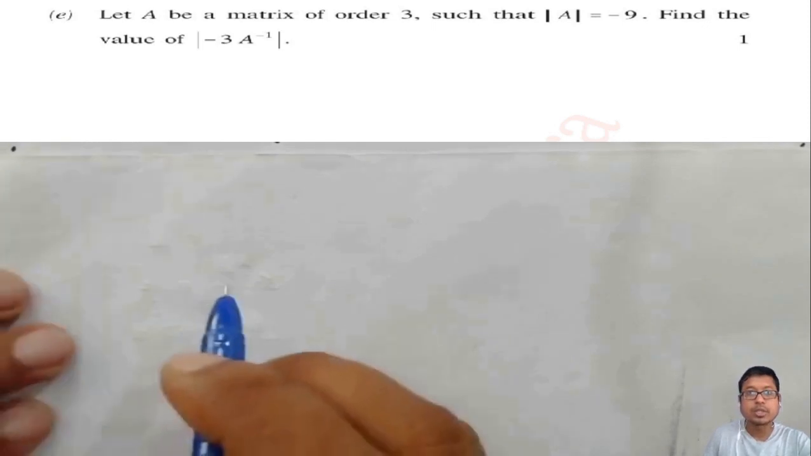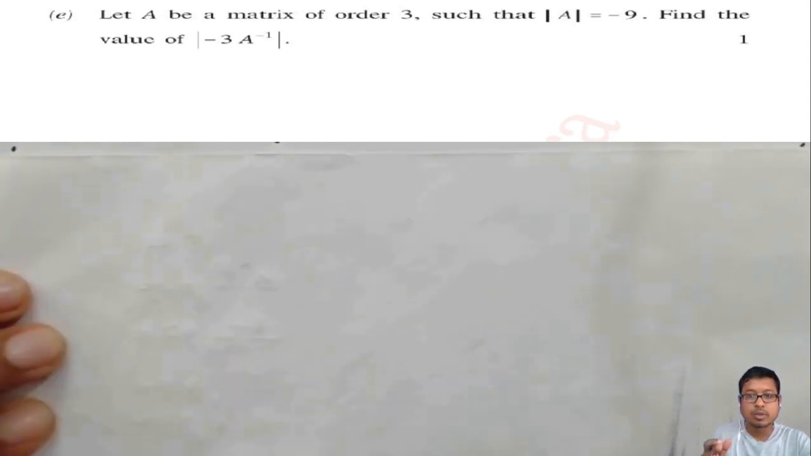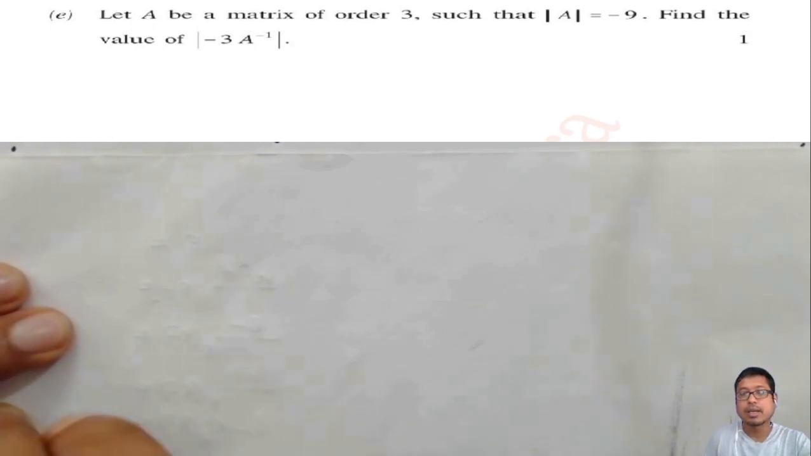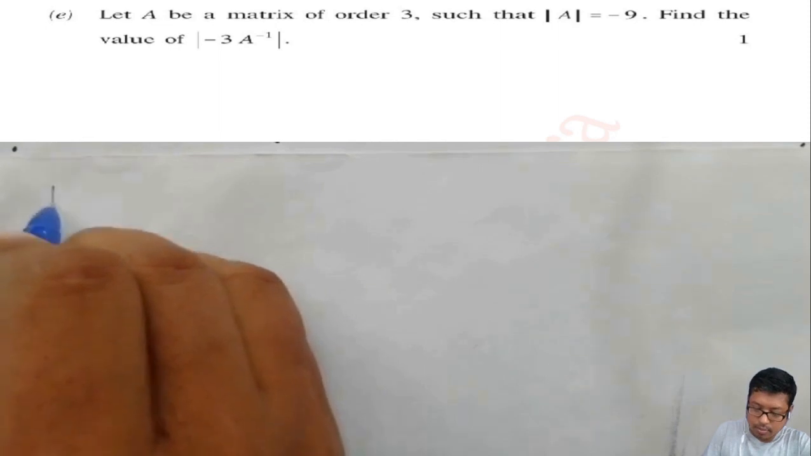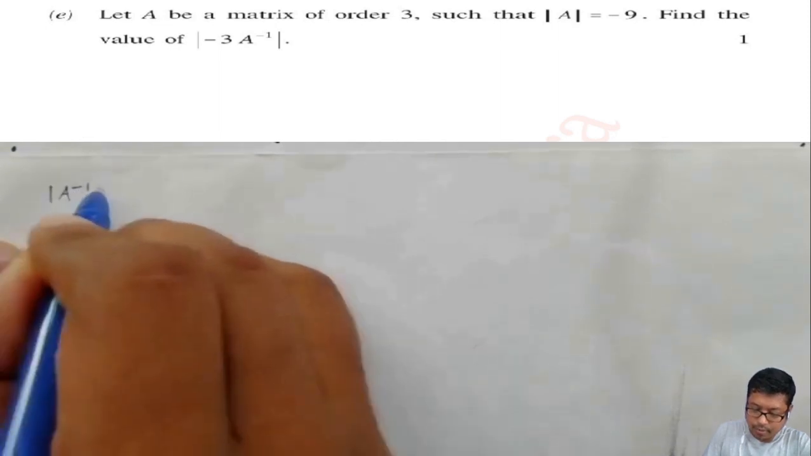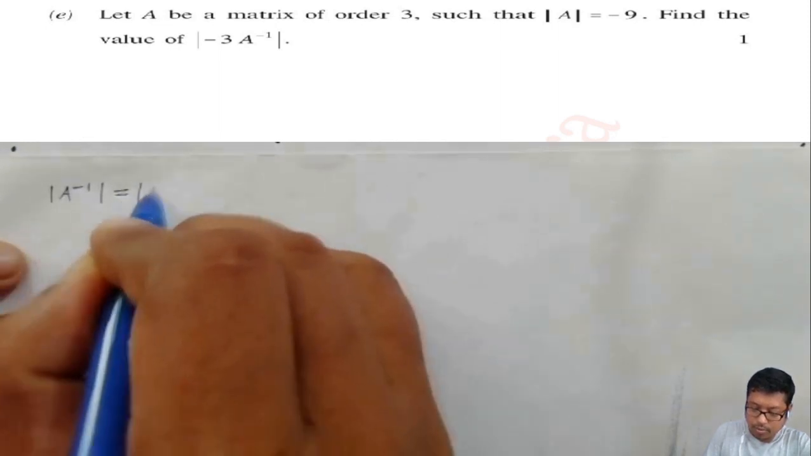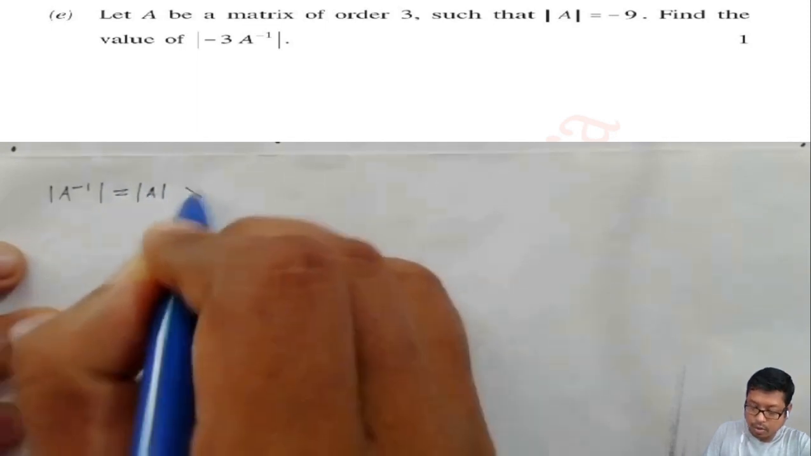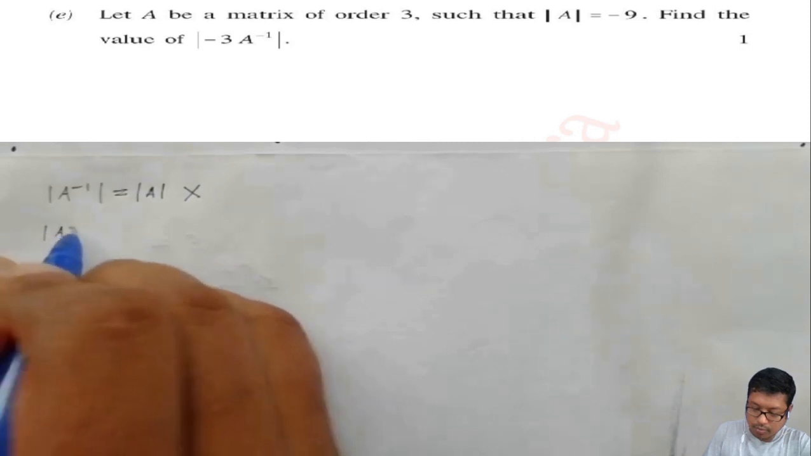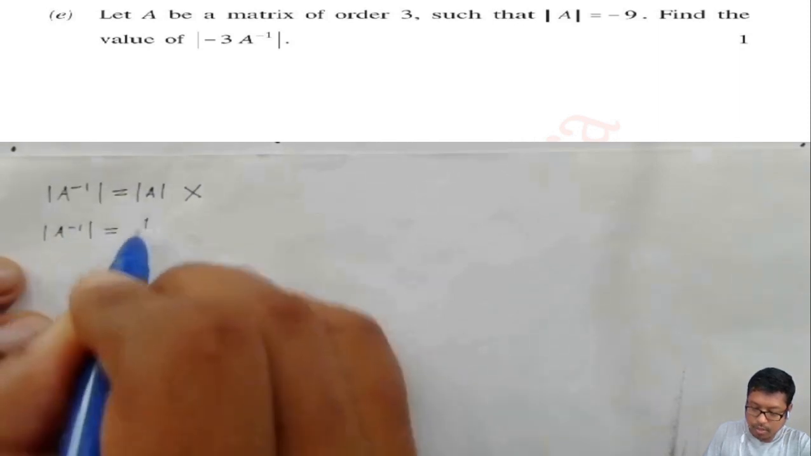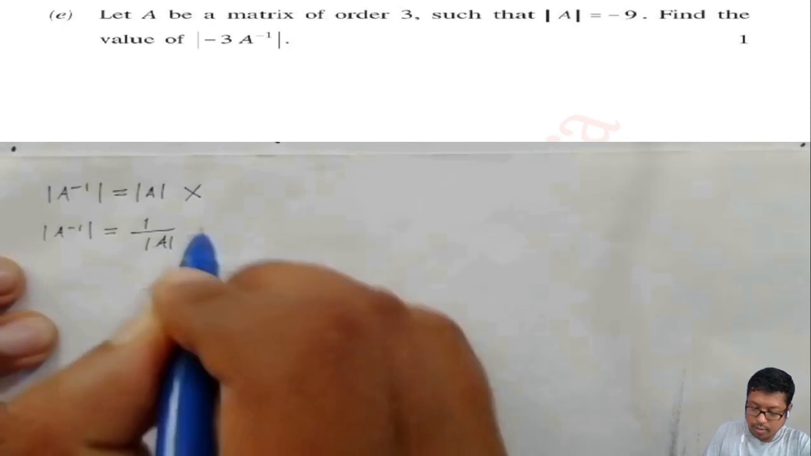Okay, let me consider question number E, and this was the problem in which I made a mistake in my last video, so let me rectify it first. What was the mistake that I have done in my last video? Let me recall that one. I considered that determinant of A inverse is equal to determinant of A. That is completely wrong. The formula is determinant of A inverse is equal to 1 by determinant of A, and this is the correct one.